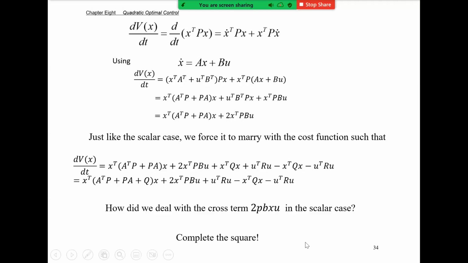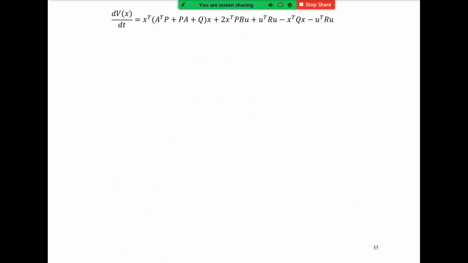Okay. So today you are going to learn how we do that for matrices and vectors. We know we have to complete the square. Let's first recall what we mean by complete the square for the scalar case. That's what we are familiar with.